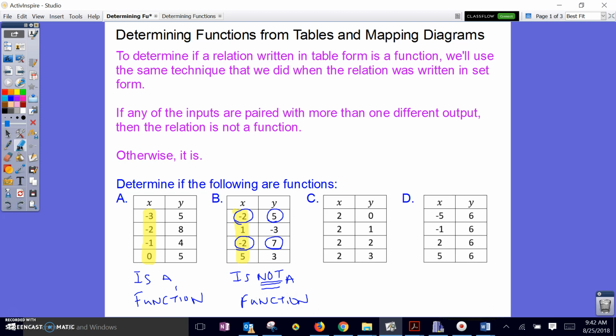All right, then we'll look at example C here. Well, gee, all the x values are the same. So we have an x value, namely 2, that's paired with multiple different y values. That makes this not a function.